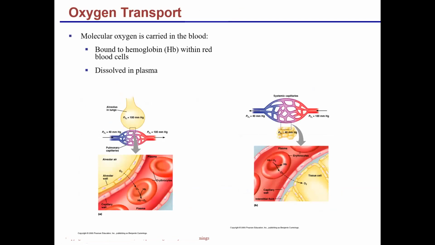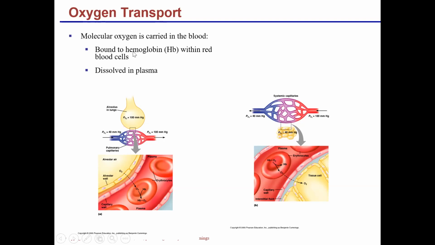All right, so we talked about external and internal respiration. Now the only thing left, in between, is the gas transport. When we talk about gas transport in the blood, we talk about oxygen transport and CO2 transport. First is the oxygen transport.